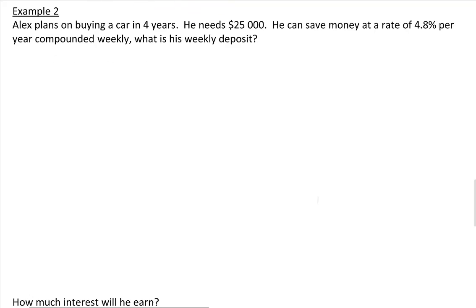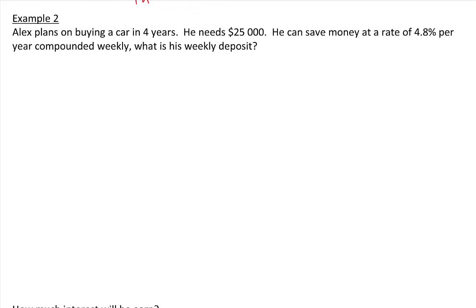Example 2. Alex plans on buying a car in 4 years and he needs $25,000. He can save money at a rate of 4.8% per year, compounded weekly. What is his weekly deposit? In this scenario, we're going to see what happens if you save your money and then go and purchase a car for the full price. In this example, we notice we're saving money, so this is a future value calculation. That means we're going to use this version, R equals A times i over (1 plus i) to the positive n minus 1.